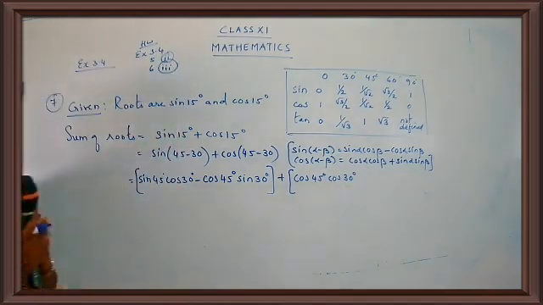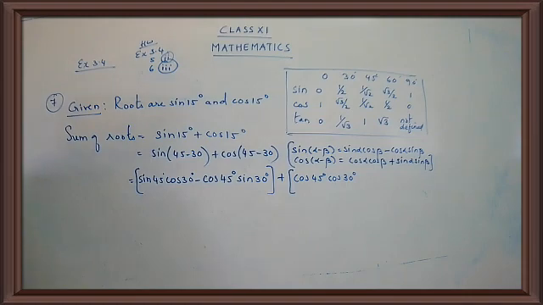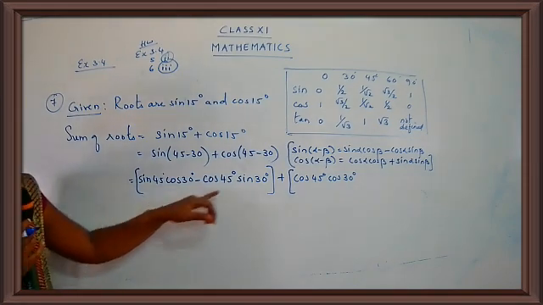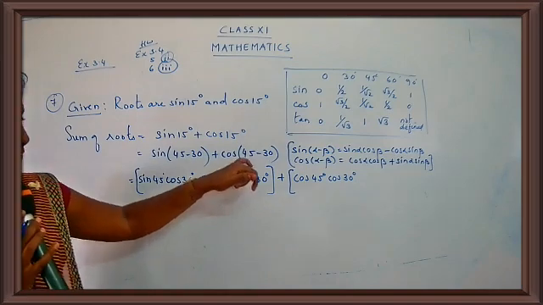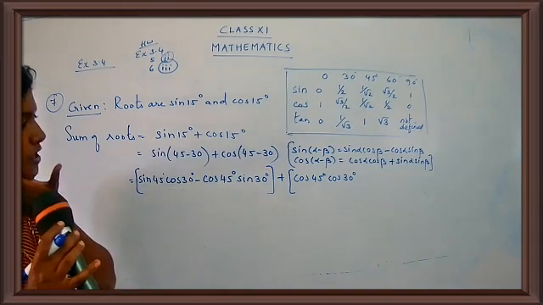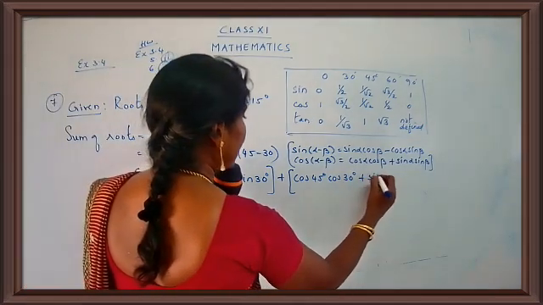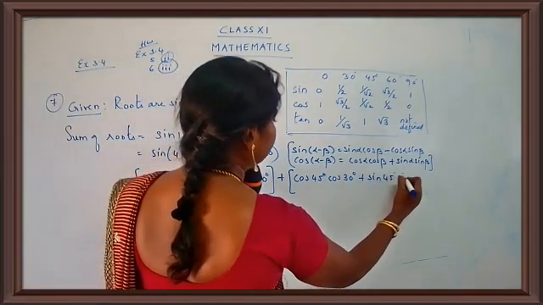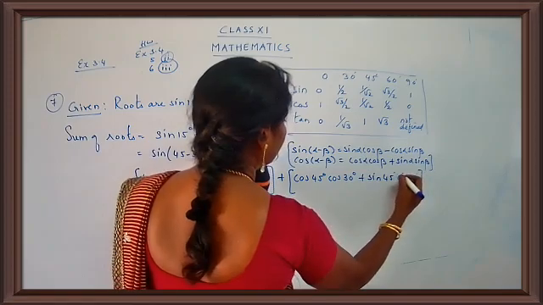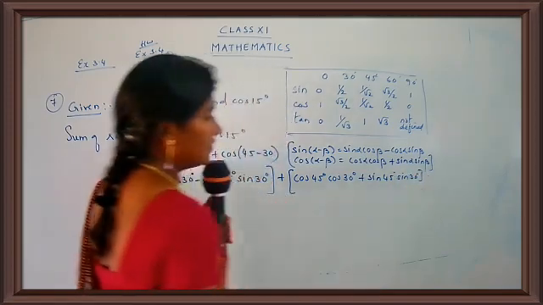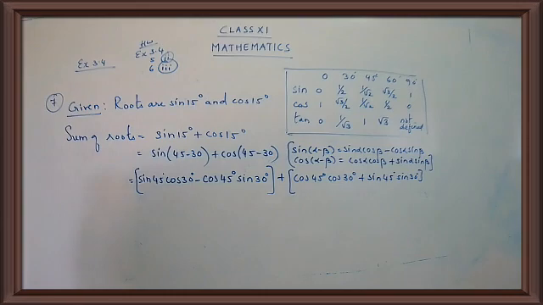Are you doing the sums along with me, children? This is just a substitution. We are not doing any new things over here. So sin 45 minus 30, I have applied the identity and I got the expansion. Same way I'm going to apply the identity for cos alpha minus beta and I'm going to get the expansion. So cos 45 cos 30 plus sin 45 sin 30. Okay, so I've just written the expansion.